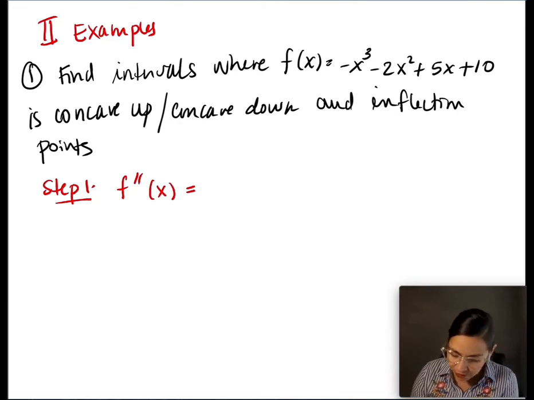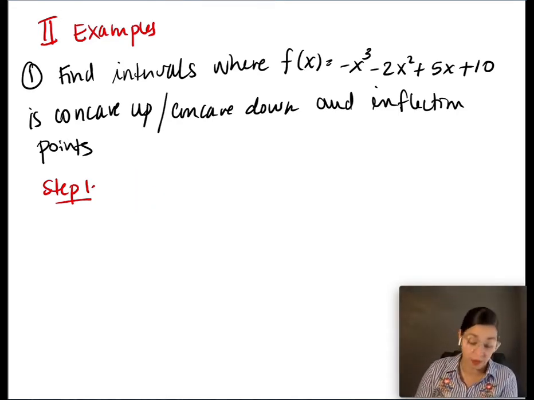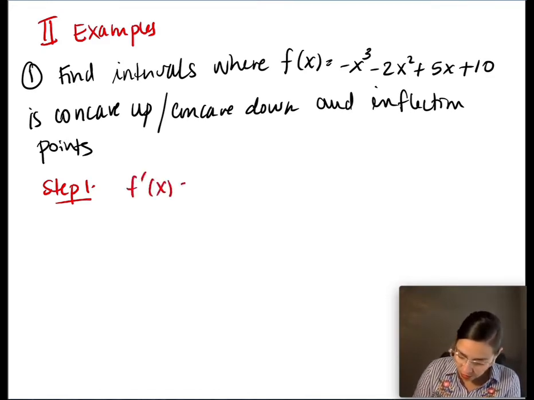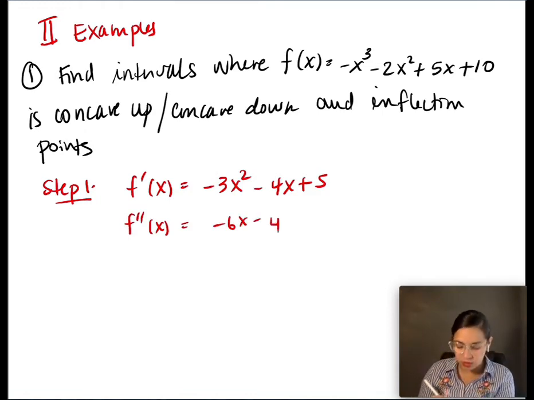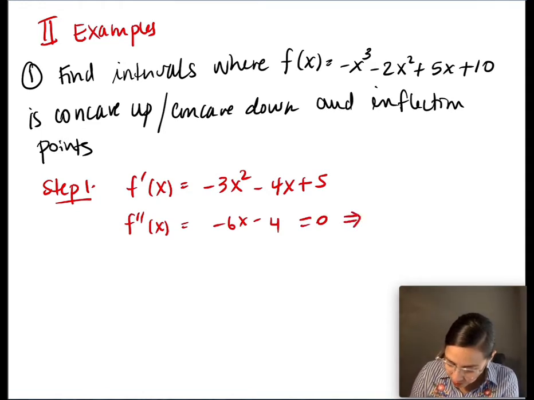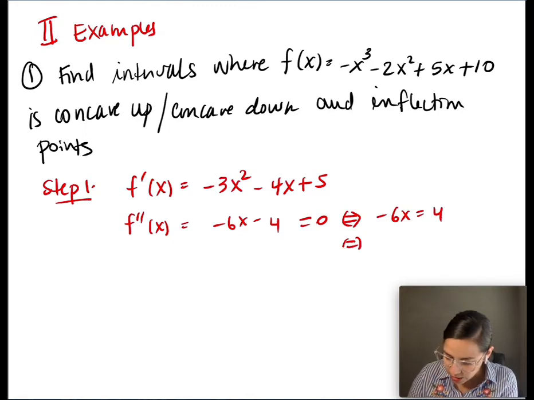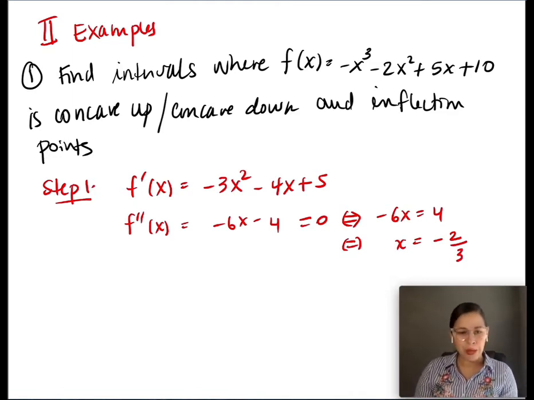So of course, I have to get the second derivative. The only way you can get to the second derivative is by computing the first derivative first. So f prime of x is equal to negative 3x squared minus 4x plus 5. Now I take the second derivative and I get negative 6x minus 4, right? And this is equal to 0 if and only if negative 6x is equal to 4, and then x is equal to negative 2/3. Okay, perfect.